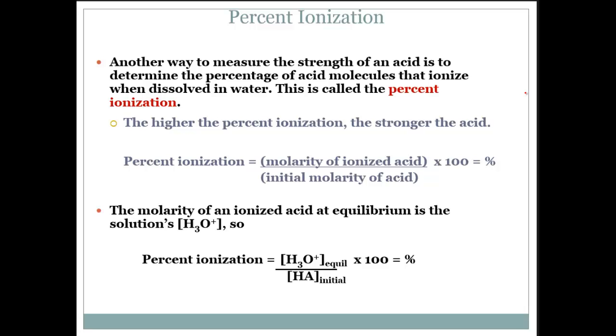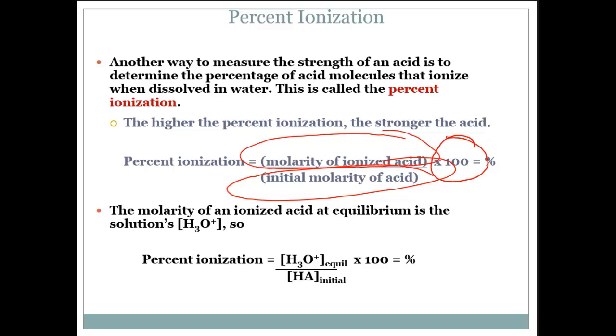Okay, as I said before, another way to measure the strength of the acid is to determine the percentage of the acid molecules that ionize when dissolved in water. This is called the percent ionization. The higher the percent ionization, the stronger the acid. So it's the molarity of the ionized acid, which is the X that we keep solving for, divided by the initial molarity of the acid times 100. So it's the exact same steps that we were doing when we were checking the 5% rule.